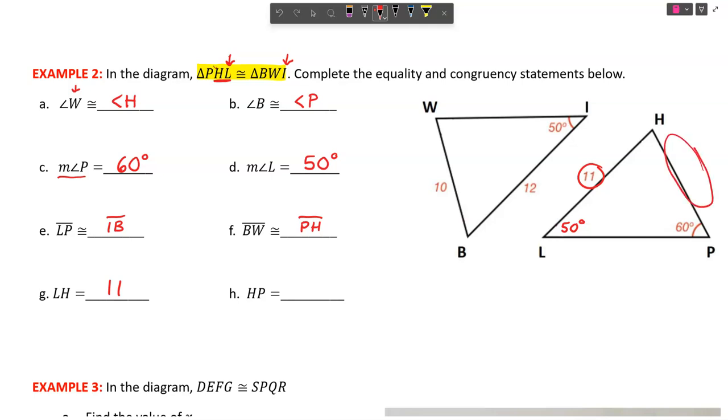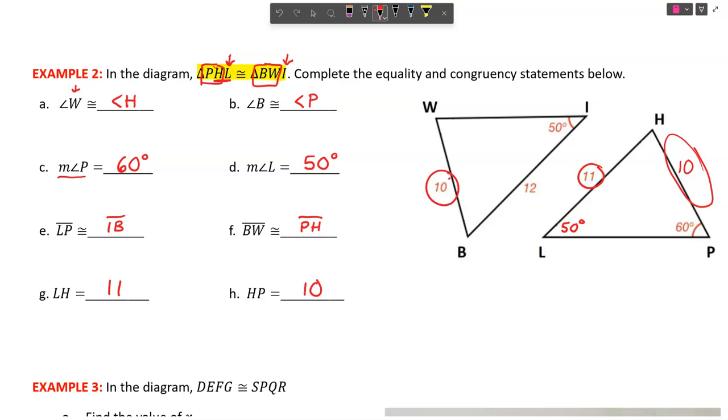And if you'll notice here for HP, once again, HP is not listed, but since HP corresponds to BW, just as we pointed out above, we can look at BW, my apologies, and see that it's 10. Therefore, because they are corresponding parts, they both have to be equal. Therefore, HP is equal to 10.